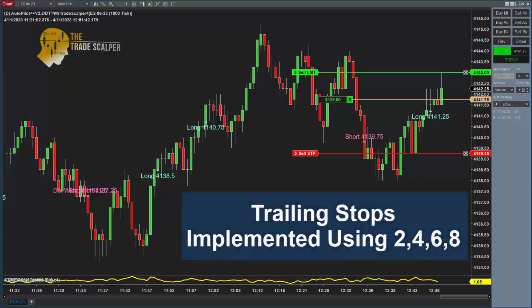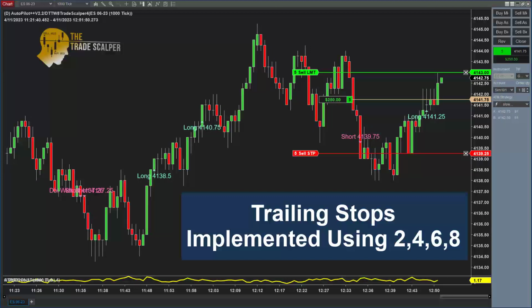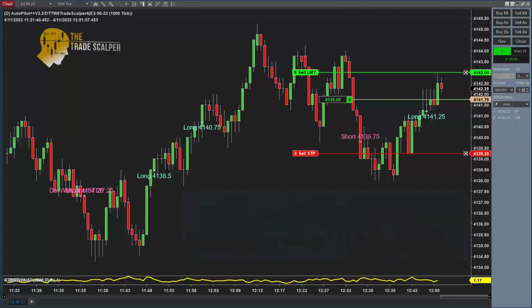I have a trailing stop methodology where you use multiples of 2, 4, 6, 8. So you can trail a stop, but in this example, I'm only getting in and getting out. I'm all in, all out in this particular example. I'm not trailing a stop. I just want to hit the target, and then I want to move on.